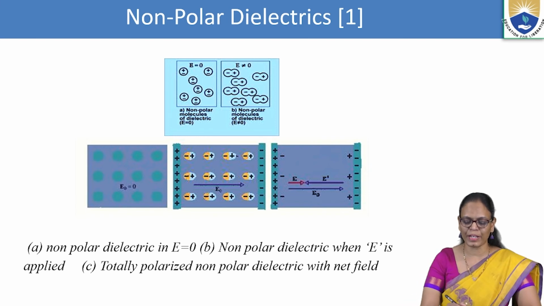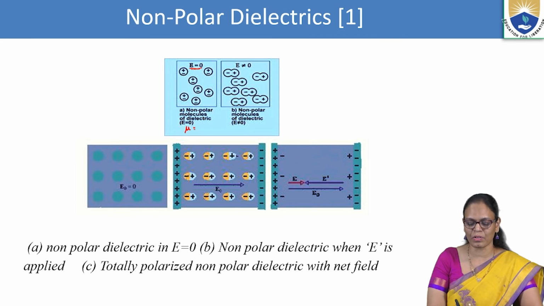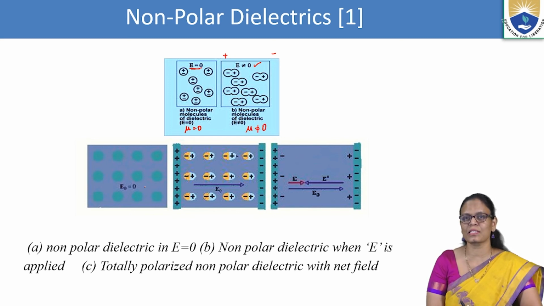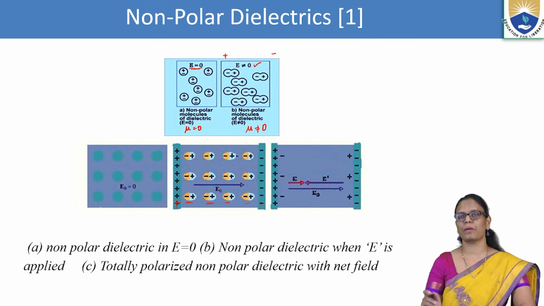So here we can see the complete picture. So when there is no electric field that is applied, E is equal to 0, the positive and negative charges are coinciding with each other and the net dipole moment is equal to 0. But when we are applying an electric field, the positive and negative charges get displaced and here mu is not equal to 0. So in case of 0, it is like this, coinciding with each other. Because of the electric field, they are getting displaced and because of which there is a net dipole moment.